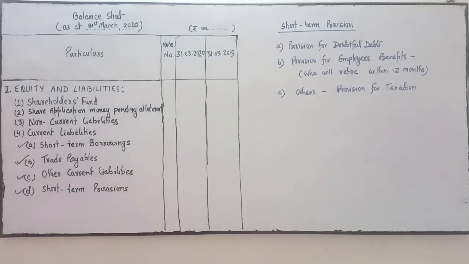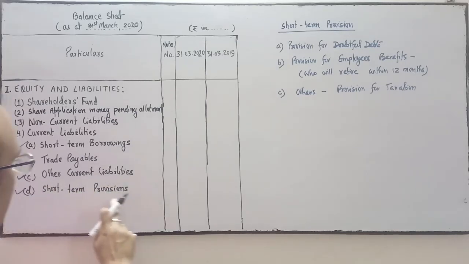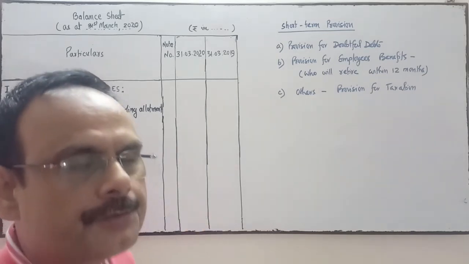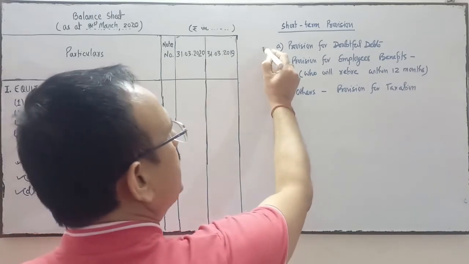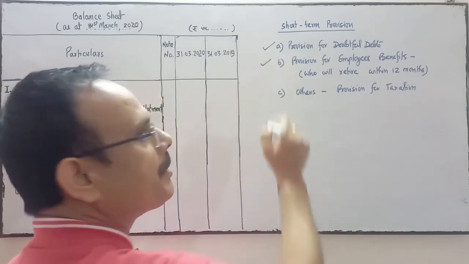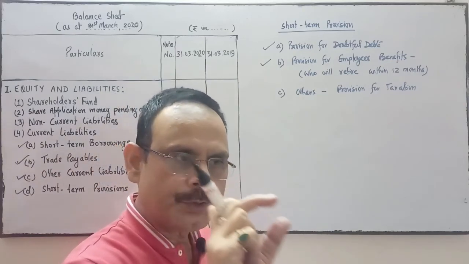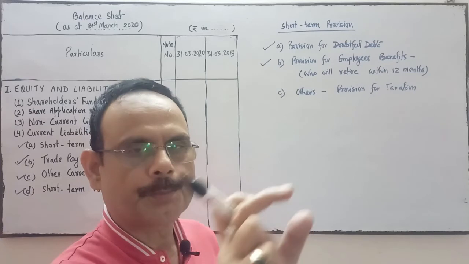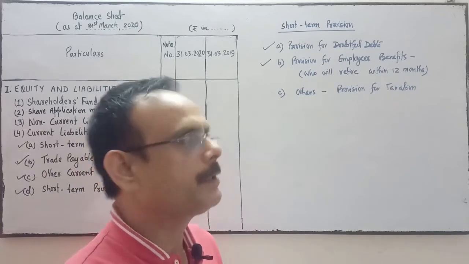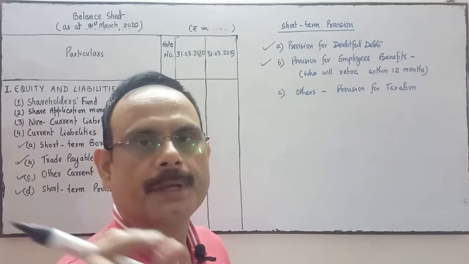Okay. Now next is short-term provision. After the other current liability, the next subheading is short-term provision. So short-term provisions are the provisions against which the liability is likely to arise within 12 months. Examples are provision for bad and doubtful debts. Similarly, provision for employee benefits. If the employee is going to retire within 12 months from the reported balance sheet, then the provision related to provident fund or gratuity will come under the provision for employee benefits.